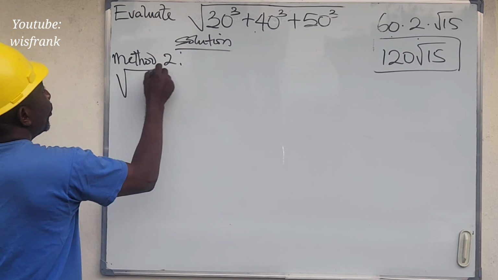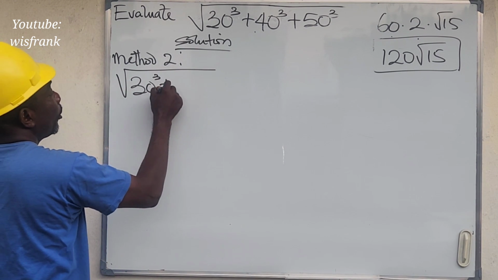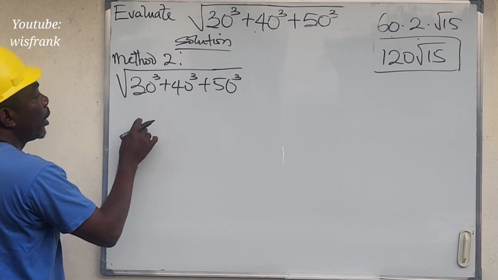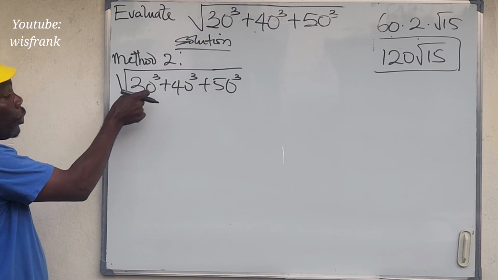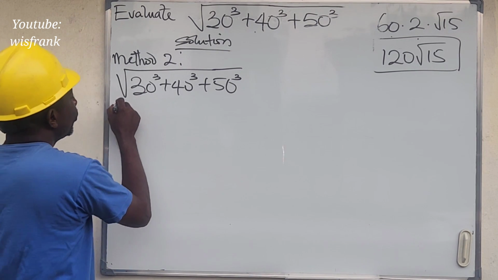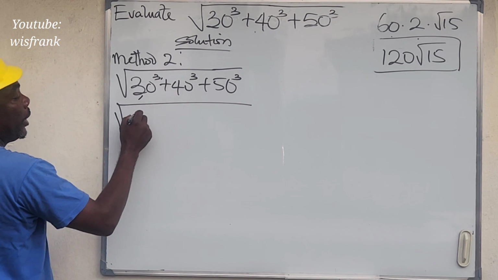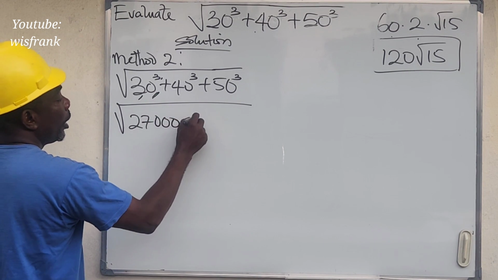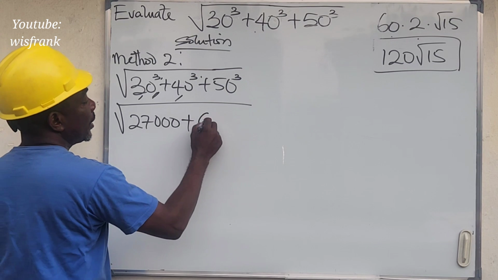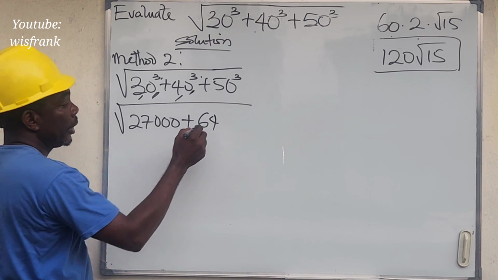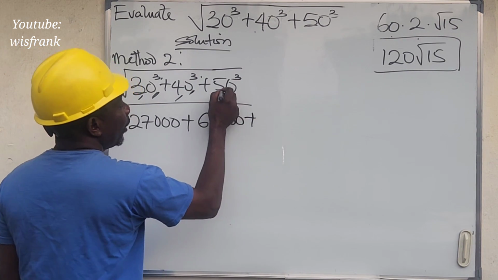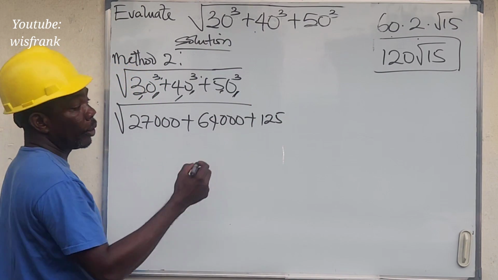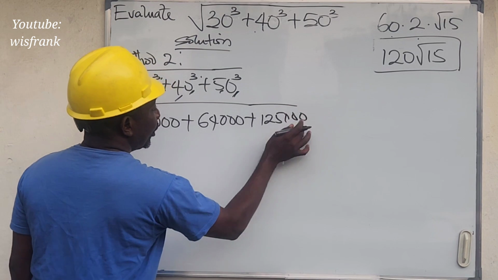So we are still given square root of 30 to the power of 3 plus 40 to the power of 3 plus 50 to the power of 3. So we can go ahead and evaluate this. 3 to the power of 3 is 27, then we have 0, 0, 0. Then 4 to the power of 3 is 64, and 0 to the power of 3, we add 3 zeros. Then 5 to the power of 3 is 125, then 0 to the power of 3, we add 3 zeros. So this is what we have.